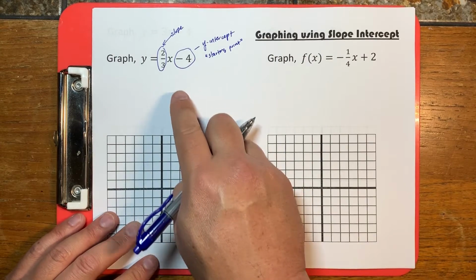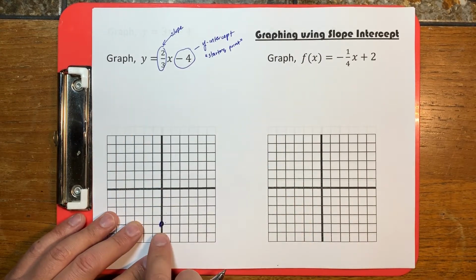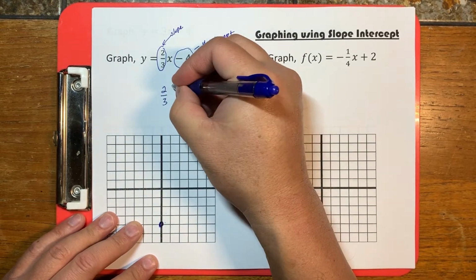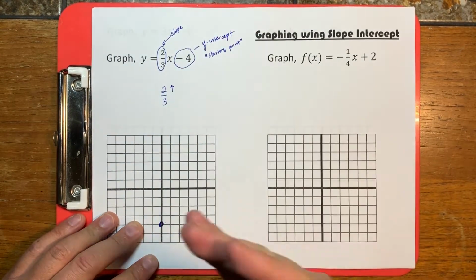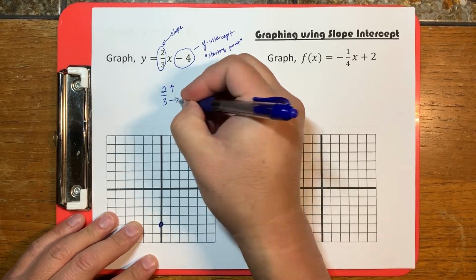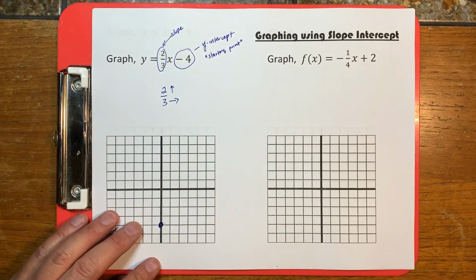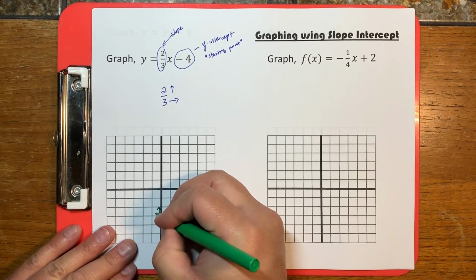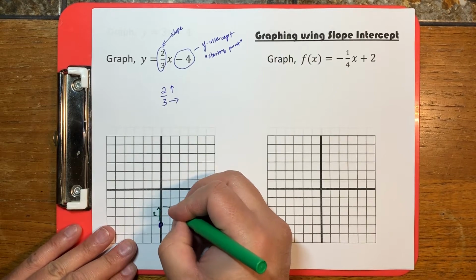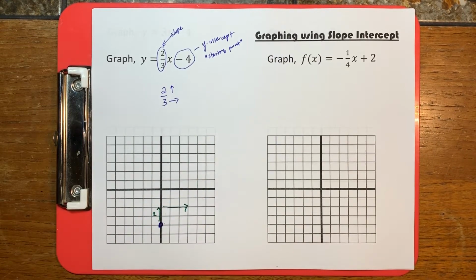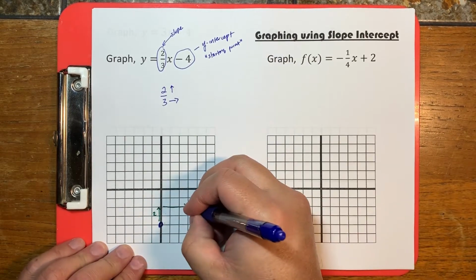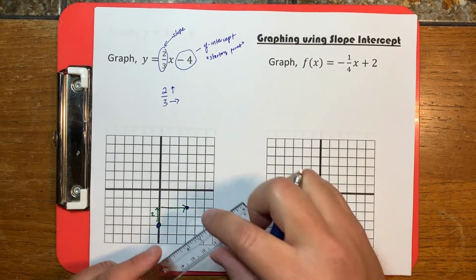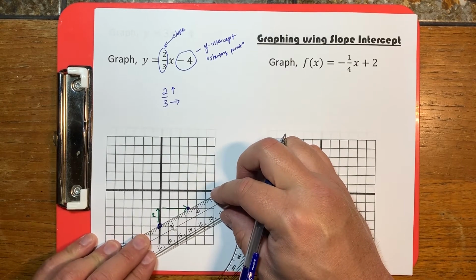Now, the slope is the direction that we go after this initial point. So if I have 2/3, 2, the numerator, tells me how far up to go, and 3 tells me how far to the right to go. So in this case, we're going 2 up and 3 to the right. And that gives me my second point of my line. And we can draw a line that goes directly through these 2 points.